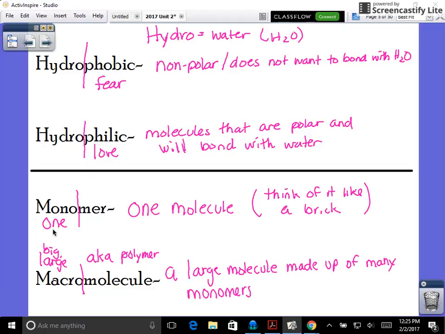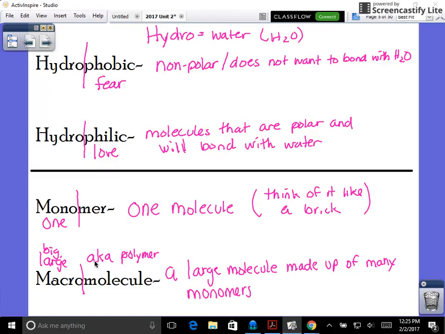Monomer refers to one molecule. Think of it like a brick or a building block. Mono means one. We mentioned that in the previous slide. Whereas a macromolecule, macro meaning big or large, it's the opposite of micro, which means small. A macromolecule is a large molecule made up of many monomers.